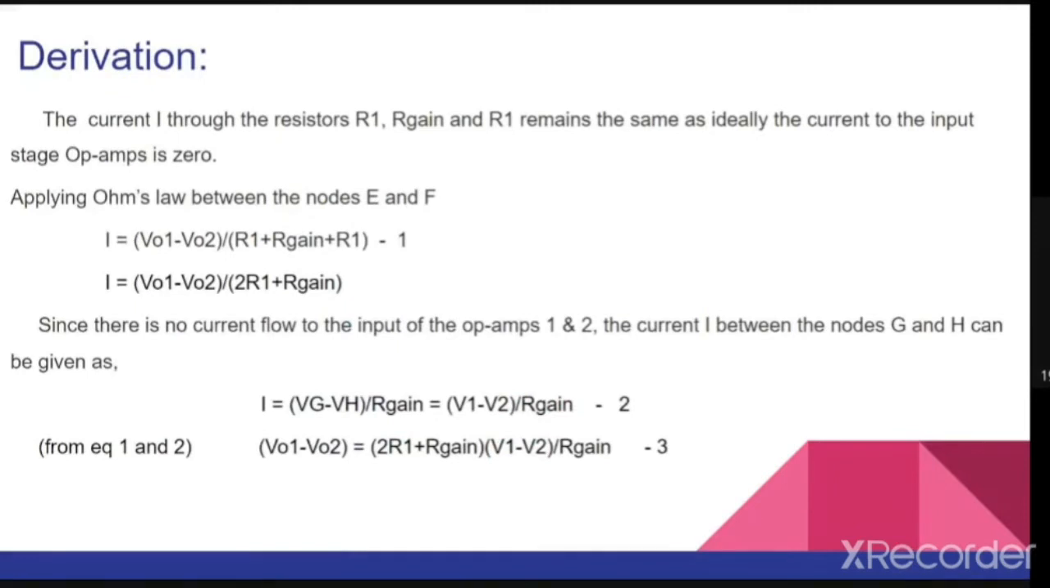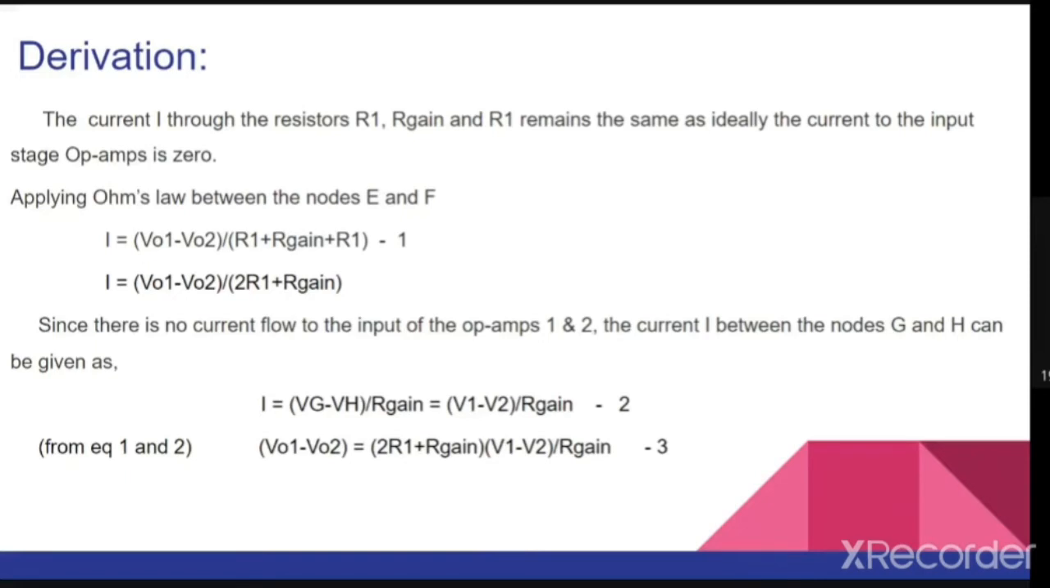Derivation. The current I through the resistors R1, R gain and R1 remains the same, as ideally the current to the input stage op-amps is 0. Applying Ohm's law between the nodes E and F, current I is equal to Vout1 minus Vout2 divided by R1 plus R gain plus R1, minus 1. I is equal to Vout1 minus Vout2 divided by 2 R1 plus R gain.